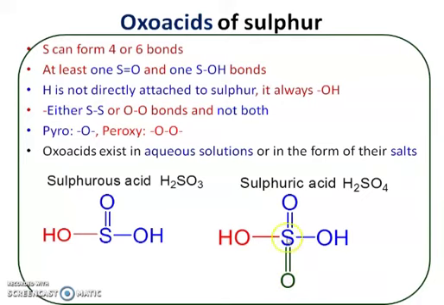So for this sulfur, how many bonds are there? There are 2 double bonds, meaning 4, 5 and 6. There are 6 covalent bonds for this sulfur. So as per the first rule, sulfur is able to form 4 or 6 bonds. In the first structure there are 4 bonds, and in this second structure, sulfuric acid, there are 6 bonds.